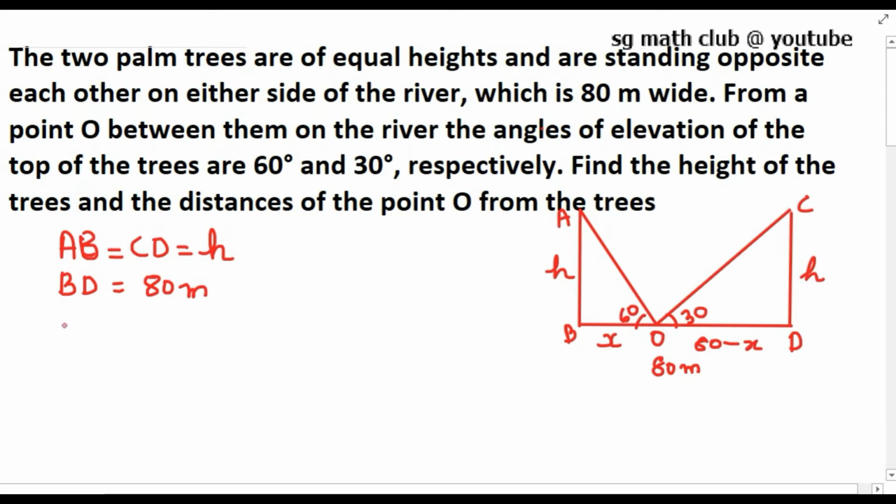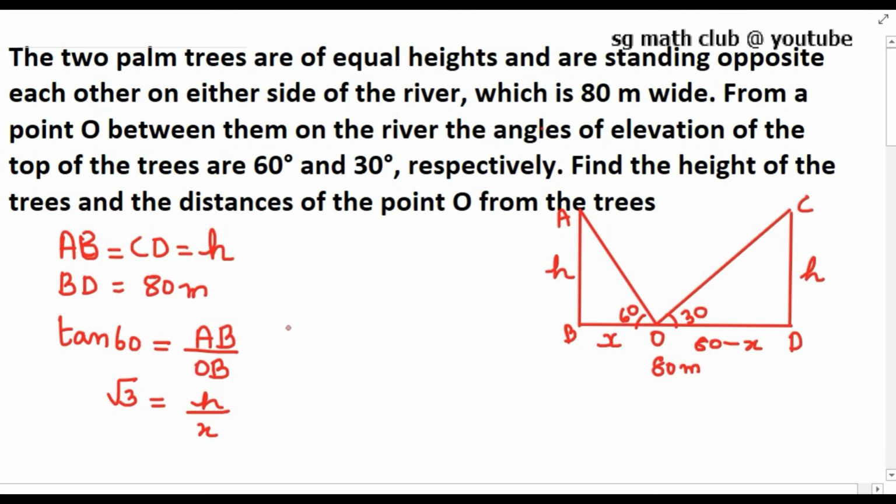First we will take the trigonometric ratio tan 60. Tan means opposite side by adjacent side. So it is AB by OB. Tan 60 value is root 3. AB is h. OB we have taken as x. So let it be there.